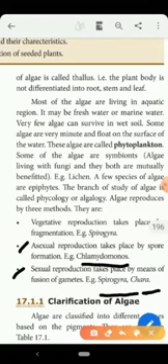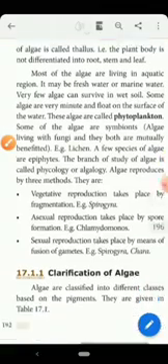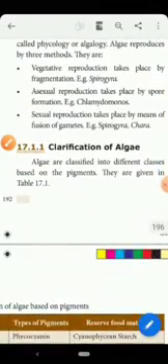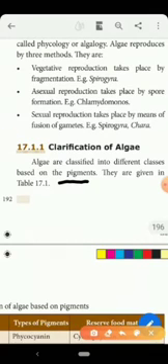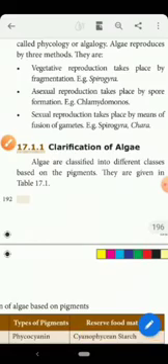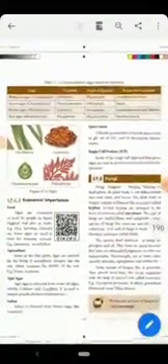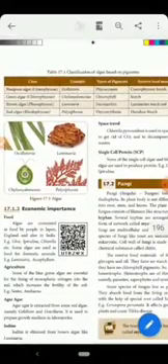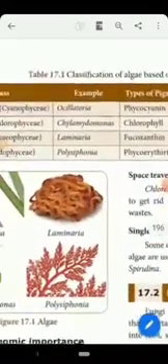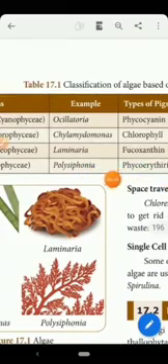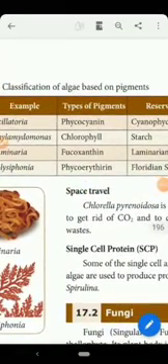Next we discuss classification of algae. Algae are classified into different classes based on their pigment. What are the pigments? Blue-green algae, brown algae, red algae. Students, let us see the tabular column very carefully. The classification of algae based on pigments.